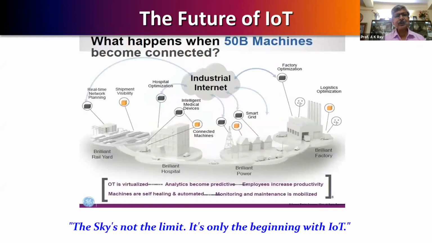Now, let's see what happens when these 50 billion machines become connected. So, the hospital sector, shipment, then factories, the logistics, things will move from one place to another. Logistics is a very, very important thing. So, hospitals become smart hospitals, rail yards become smart rail yards, the power sector becomes a smart power sector, factories become smart factories, our academic institutions also become smart. So far they were not smart, now we have to make them smarter. So everywhere, if we have smartness, then for example in the energy sector, we need the smart grid. How do you get it? Again from IoT.